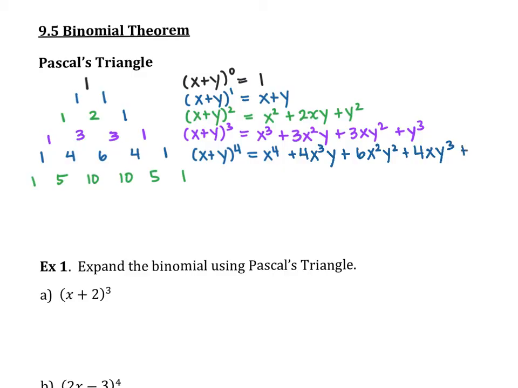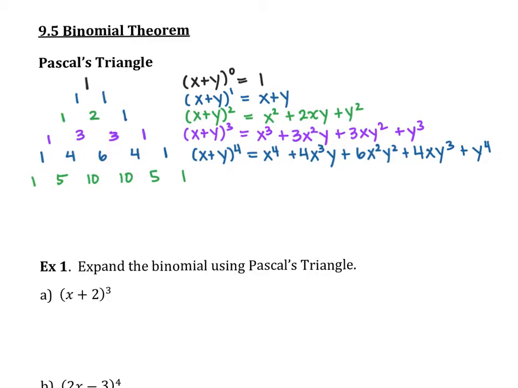1, 4, 6, 4, 1. Last coefficient is 1. The x goes down a degree, so it's gone. The y goes up a degree, so it ends up with y to the fourth. And if you'll notice, for each of the individual monomials, the degree is 4 every single time because they add up that way. I could keep going x plus y to the fifth, but I shall not.